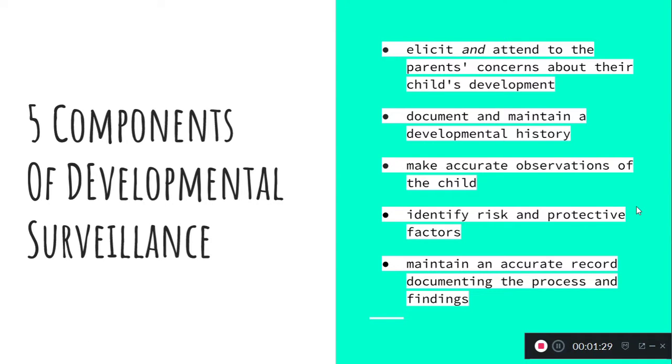So there are 5 components to developmental surveillance. This is what we're doing at every preventative visit. At first, we're going to elicit and attend to the parents' concerns about their child's development. We're going to document and maintain a developmental history. We'll make accurate observations of the child. We'll identify risk and protective factors.